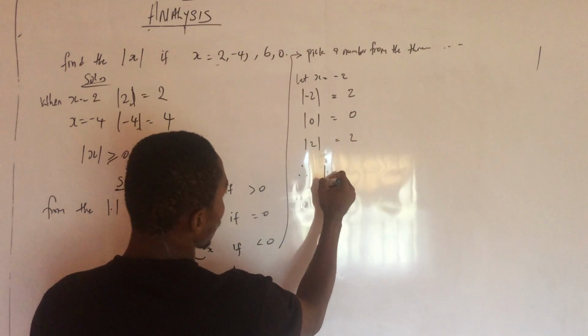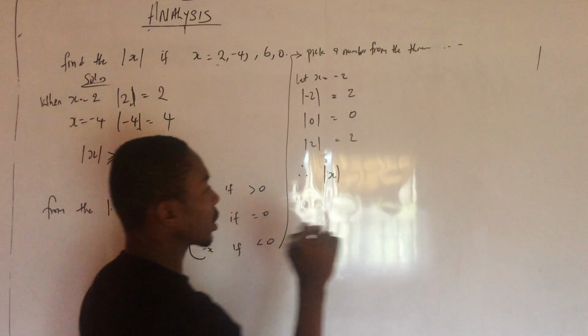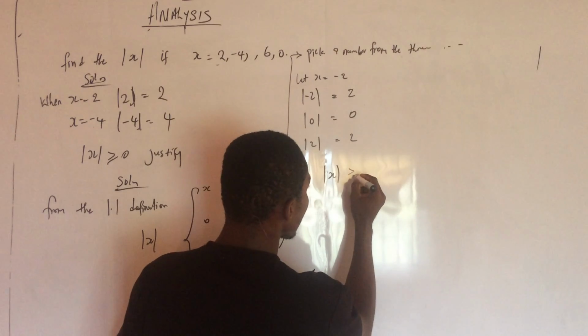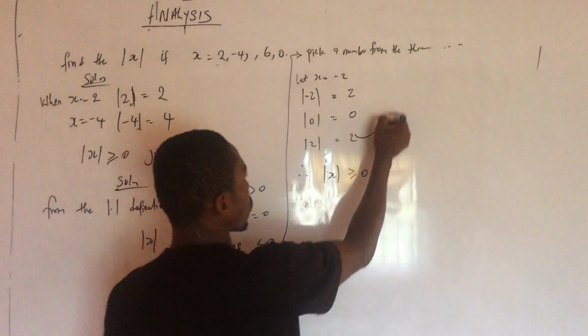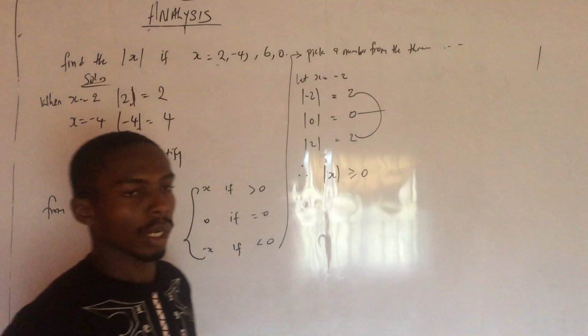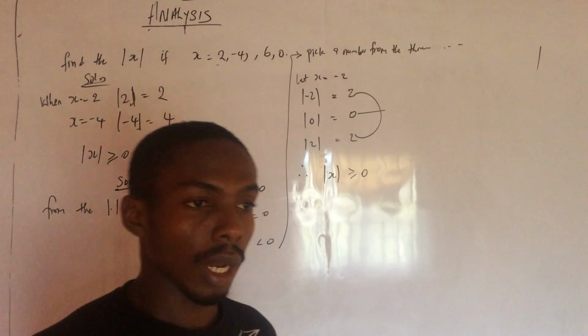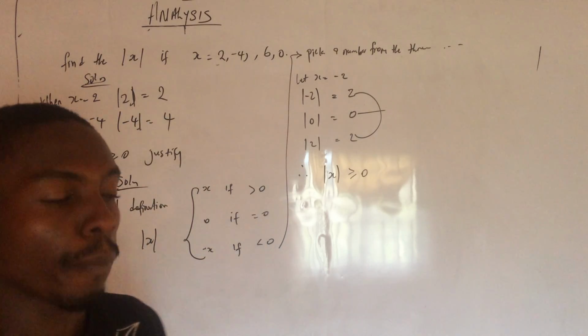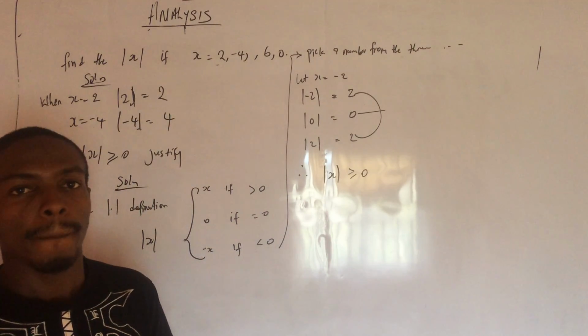So therefore, the absolute value of any number on the real line must give us a number which is greater or equal to 0. Greater than 0, this is the positive case. Equal to 0, this is the zero case. So for any number on the real line, its absolute value must be greater or equal to 0.